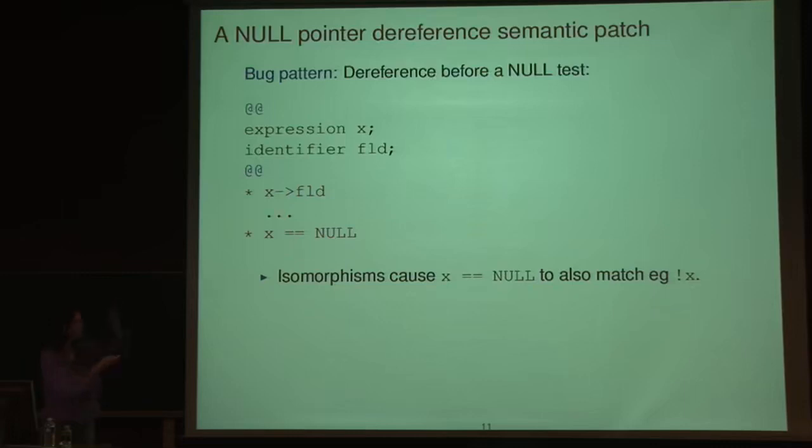This ... notation here means some unknown code occurs in between the two, and actually there's an execution path that will get you from here to here. So it's not just a syntactic notation. And these little stars mean I don't have any particular transformation I want to perform, I just want to be informed about the presence of these things.